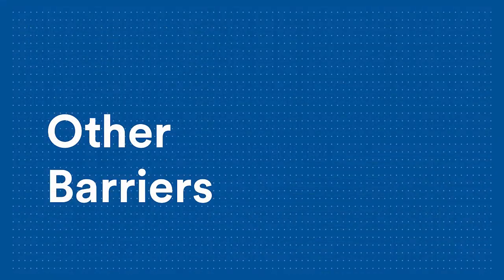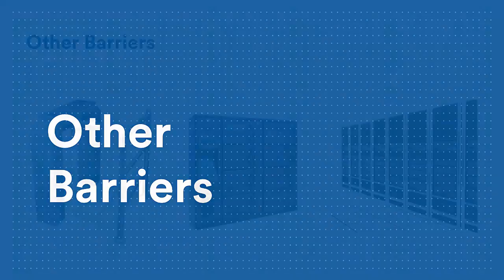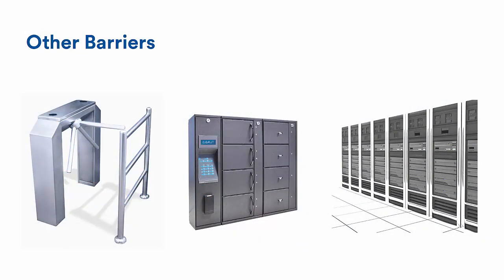So we often talk about securing doors, but the reality is that there's so many other openings that are secured by barriers and managed by an access control system. So we'll quickly cover some other potential openings. Now these can include gates, turnstiles, lockers, server racks, and cabinets.